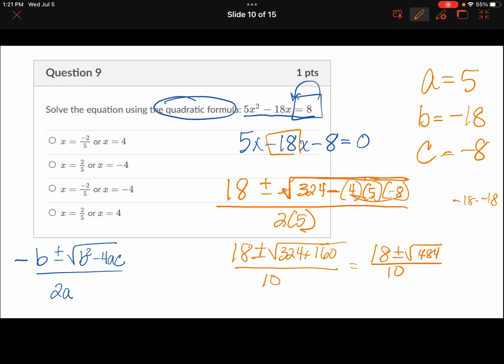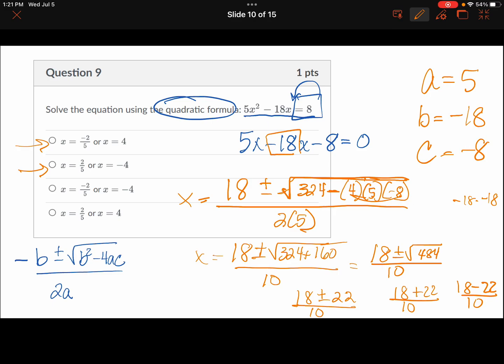And then that is going to be written as 18 plus or minus the square root of 484 over 10, which is 18 plus or minus 22 over 10. So 18 plus 22 over 10, and 18 minus 22 over 10. And this is what our x's will equal. We're figuring out the x value.